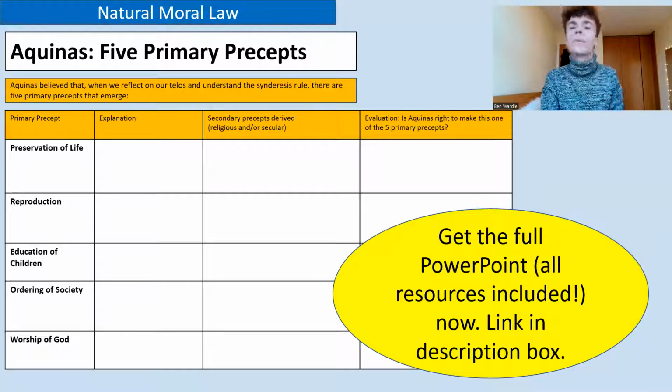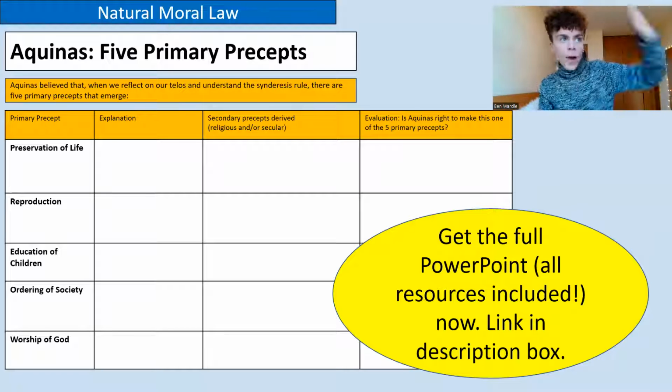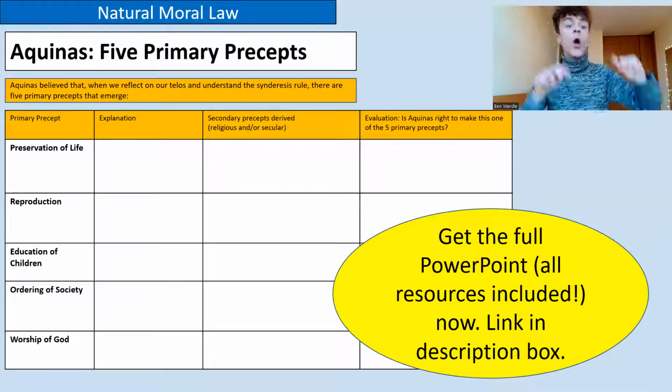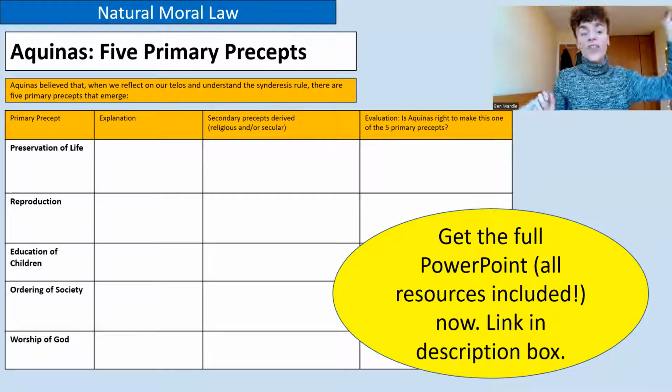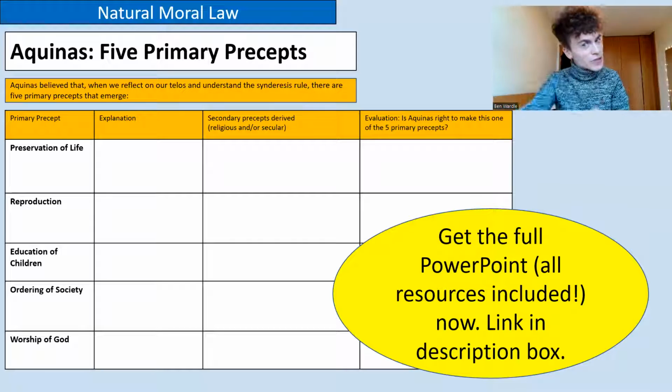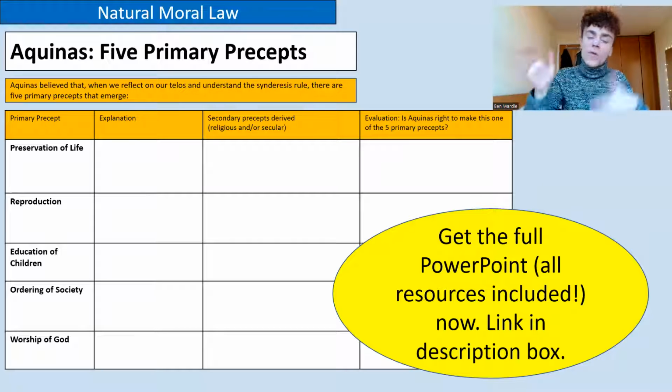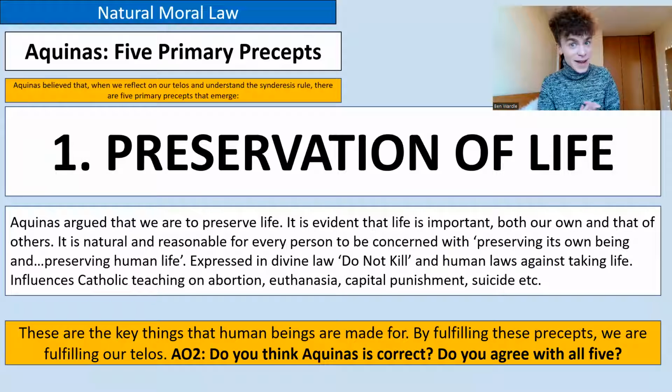Is this precept something that we all have a duty to do? If I use my reason, my right reason in accordance with nature, will I come to the conclusion that that precept must be followed by everybody? And so that's what I want you to start thinking about. Start using your reason to just reflect on as we go through all 5. So, shall we get started?